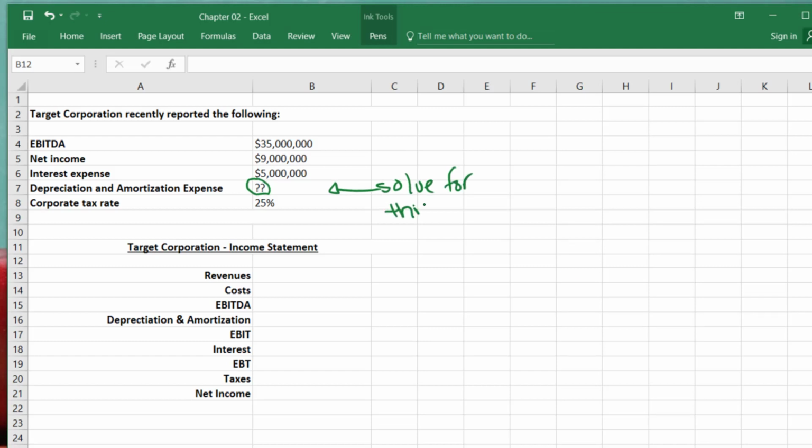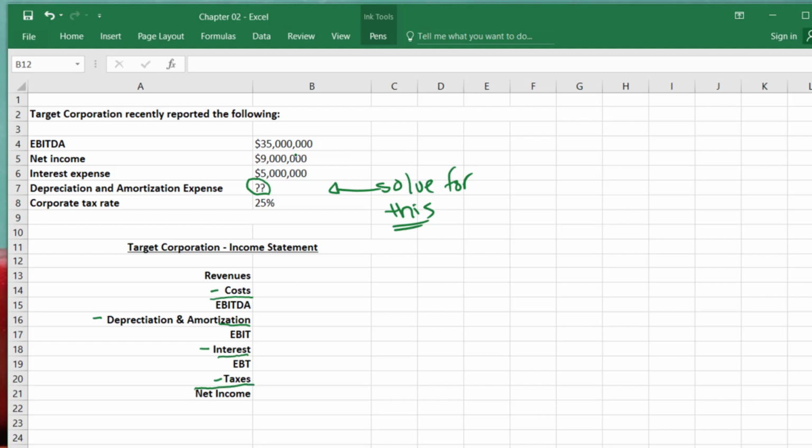Whenever you have problems like this, the best thing to do is start off by listing the information we know. I've set up this column in such a way that the rows indicate each of the different items we could have on that income statement. We have our revenues, minus costs, equals our earnings before interest, tax, depreciation, and amortization. Then we subtract the depreciation and amortization to get our earnings before interest and tax, minus interest gives us earnings before tax, minus tax, and then we get our net income at the very end.